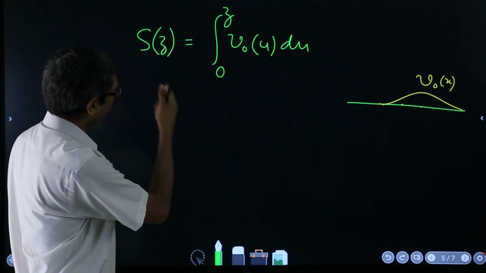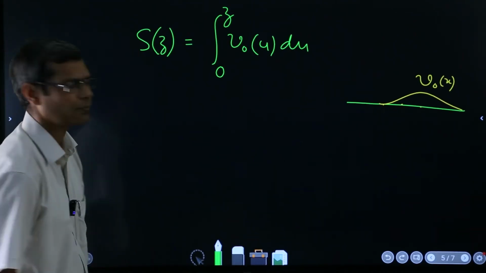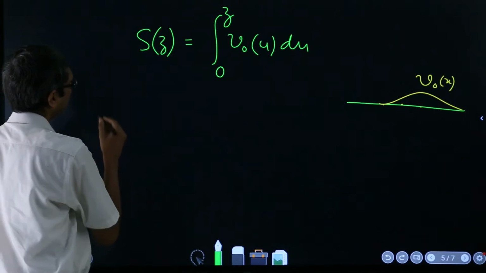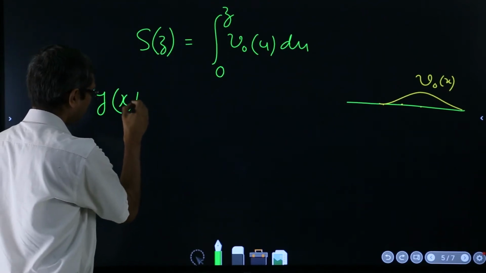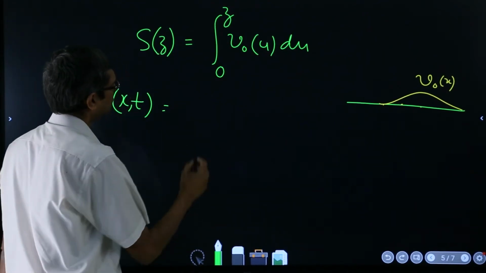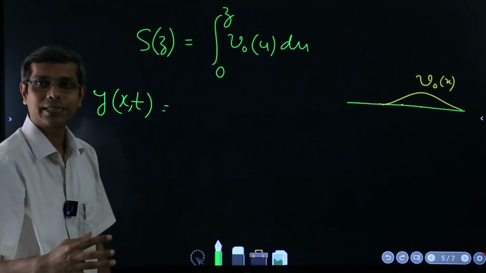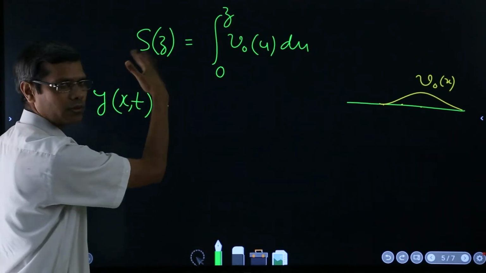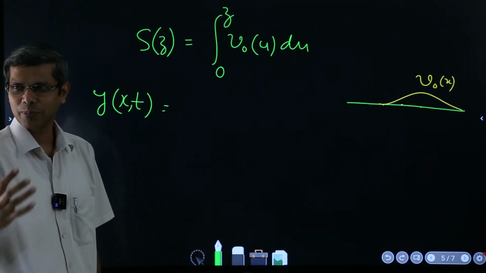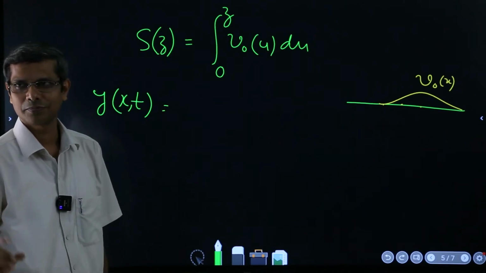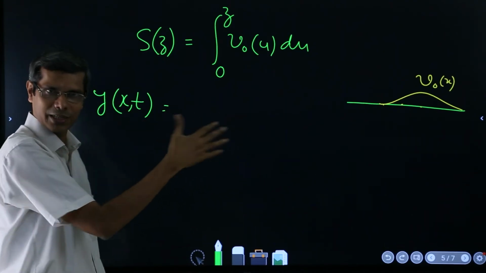Okay. Now once you get this, what help does it give you? See, think about a function, say y of x and t, and you take this as a displacement. Whatever function you got now, you consider this to be a displacement type. Then if you think of it as a displacement type, you know what to do. You will split it into two parts.